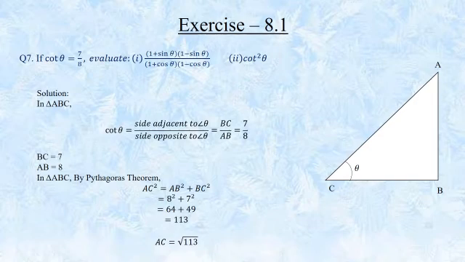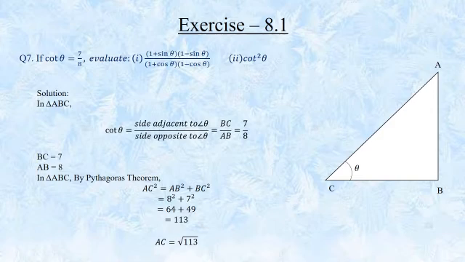So in this, first let us find the two sides of a triangle. Then by using Pythagoras theorem, we will find the third side. Then we have to find the required trigonometric ratio, in this case, sin theta and cos theta. Then we have to substitute in the expression.